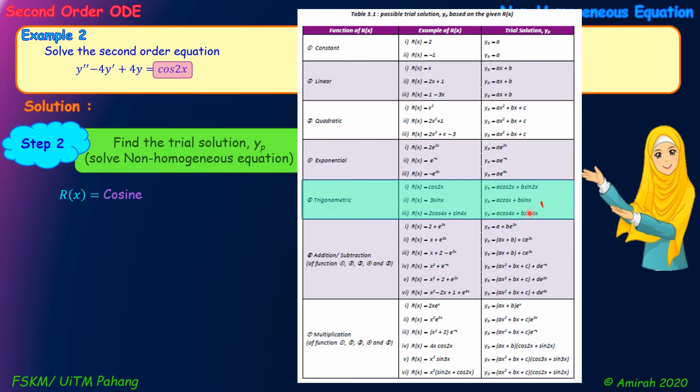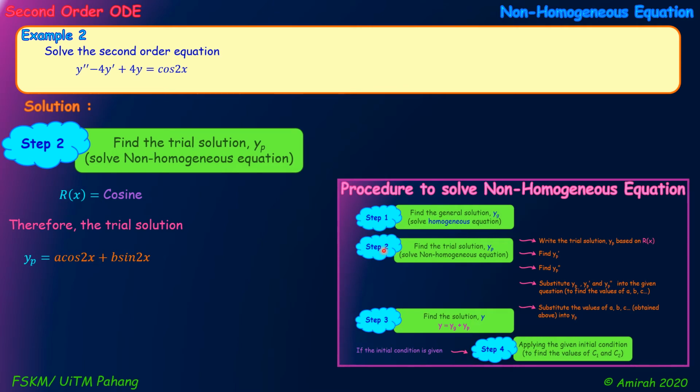So we use this formula for Yp, the trial solution. We write the trial solution Yp equals A cos 2x plus B sin 2x. We write angle 2x here because the given angle equals 2x. After that, we recall the procedure to solve a non-homogeneous equation. After we write the trial solution Yp based on Rx, we need to find Yp prime, which means we differentiate Yp.